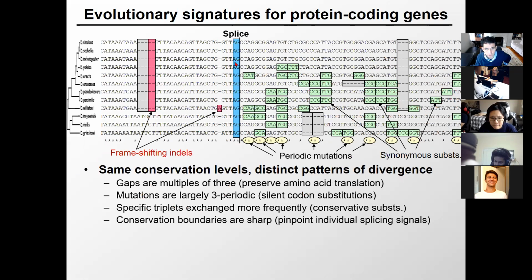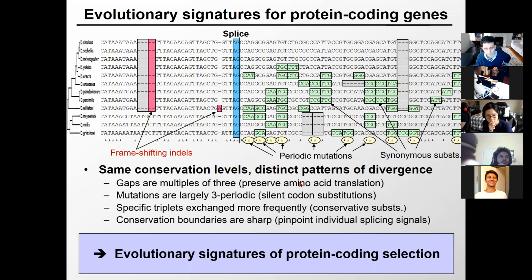And lastly, you can see that there's a splice site here, GT-AG. This is the acceptor site, where we're switching from a non-coding to a coding regime. So these are basically evolutionary signatures for protein coding selection. Once again, notice that we haven't even colored the conserved nucleotides. We're only coloring the changes. So who's with me so far on the evolutionary signatures for protein coding conservation?